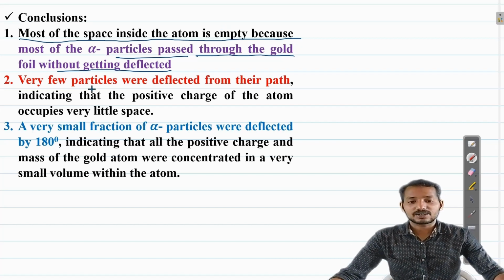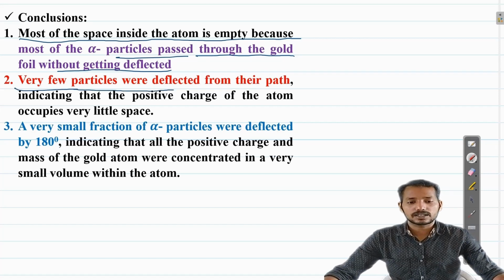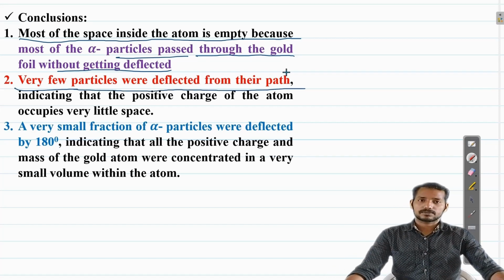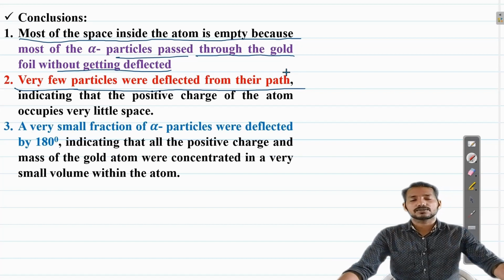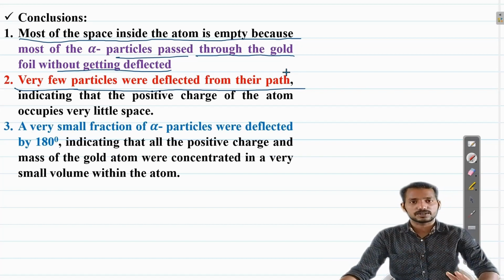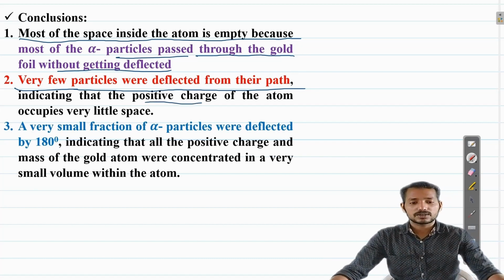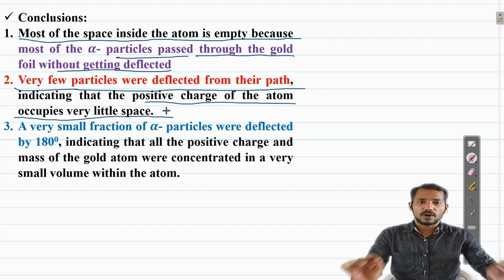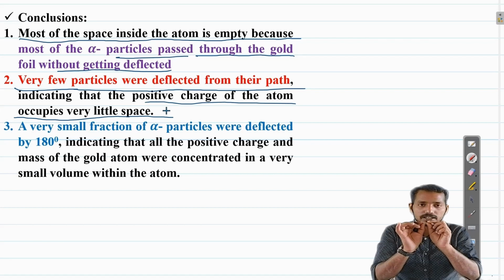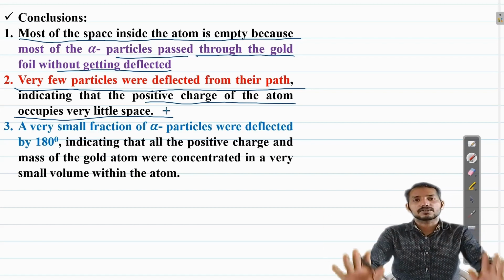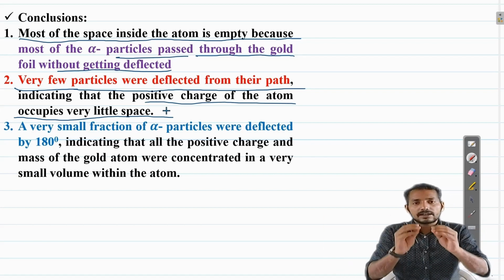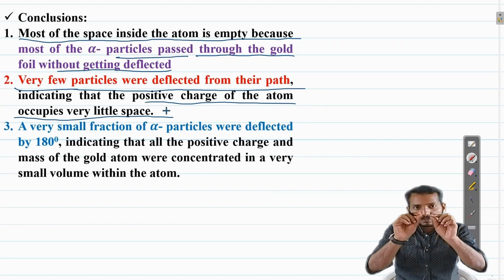The second observation was that very few particles were deflected from their path. Some of the particles were deflected. That was the second observation, which means the positive charge of the atom occupies only a very little space. So while particles are moving through that space, they get deflected. Only very few particles were getting deflected, which means the positive charge of the atom occupies only a small region.